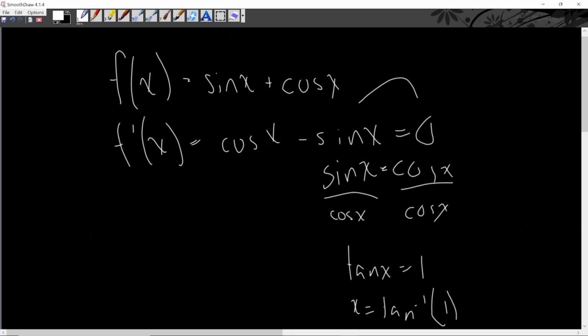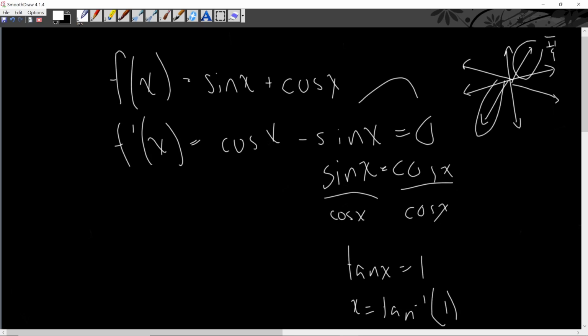So we have, let's draw our unit circle again. We have pi over 4. That's in the first quadrant. This is the arctan of 1, by the way. Pi over 4, 3 pi over 4, and then 5 pi over 4. And of course 7 pi over 4, but these are the two ones that we need to care about. Pi over 4, and then 5 pi over 4.